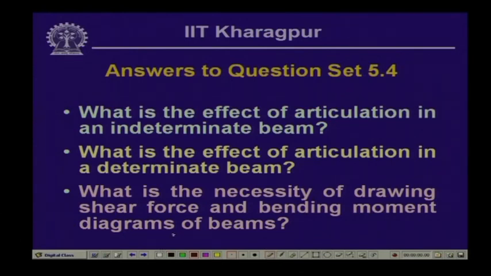The first question was: what is the effect of articulation in an indeterminate beam? This is a term wherein we introduce a mechanism in a beam where that particular point can sustain the shear force, but it cannot resist any bending moment. If we introduce this kind of articulation in an indeterminate beam, then what happens? The next question is, if we introduce a similar kind of articulation in a determinate beam, then what is the consequence of that? Let us look into these two questions in one go, and let me answer those questions.